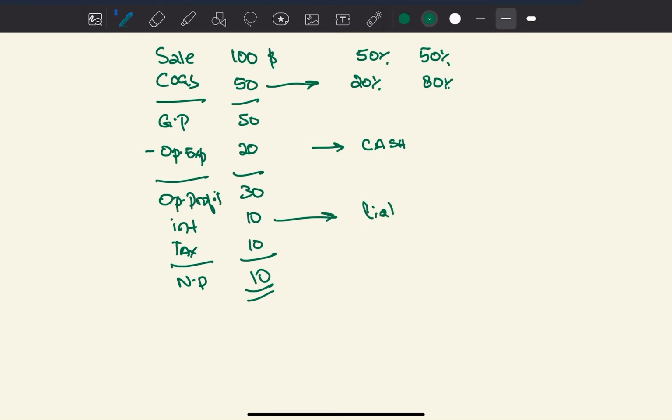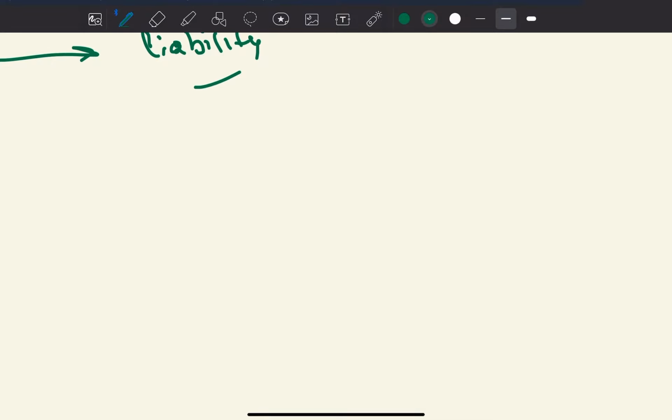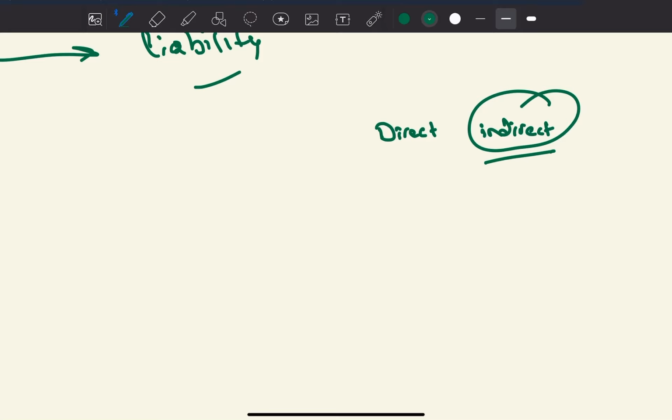So it adds a layer of complexity to this whole cash flow from operation, but we can make it very simple. What I tell my students is that there are two ways to prepare cash flows. There is a direct way and there is an indirect way, and most of the time when you see a cash flow statement, it is prepared using the indirect method.